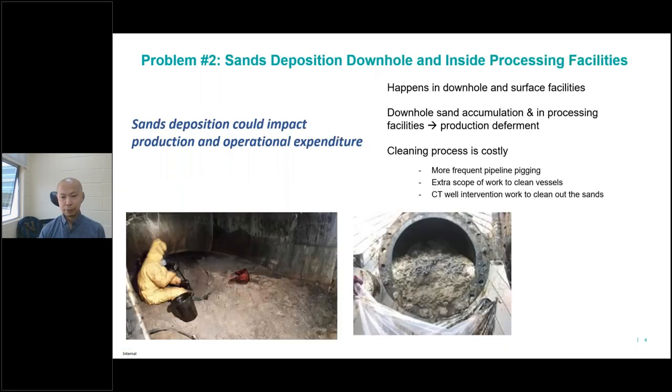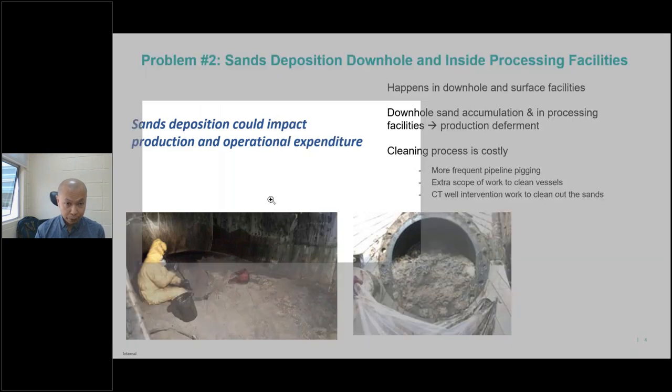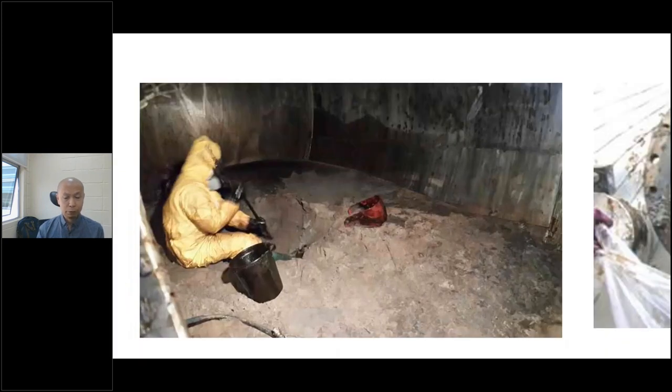The second problem that we encounter with sand production is sand deposition, right? It can happen both downhole or at the surface facility. What you see here at the bottom left, in fact, is one of our workers digging the sand out of our separator. I took the picture just as an example, to show how severe the sand deposition can be, right? So we normally do this during the turnaround period when we shut down our facilities and clean all the facilities from sand.